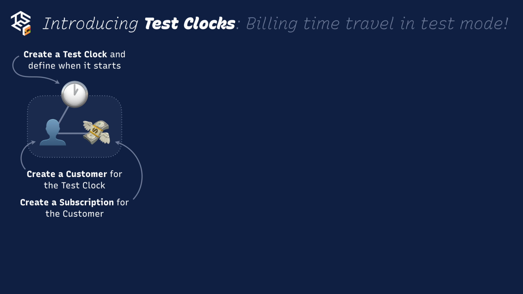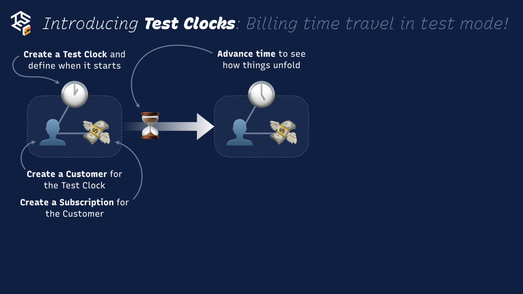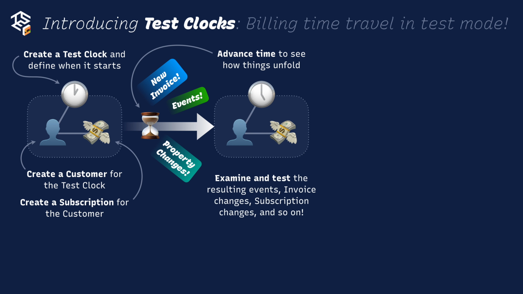the test clock's time. When everything is set up how you want it, you can advance the time on the test clock. You can choose any amount of time to advance the test clock up to 2 intervals for the shortest subscription associated with the test clock. Advancing time will produce the same artifacts that would normally have been produced in the amount of time you advance the test clock. Once the test clock is finished advancing, you can examine and test the results, including events, invoice changes, subscription changes, and so on.